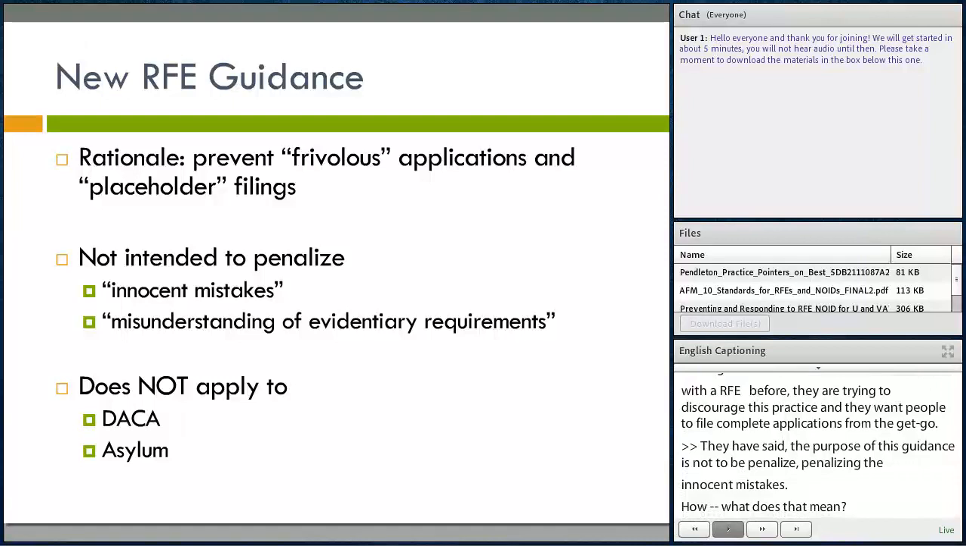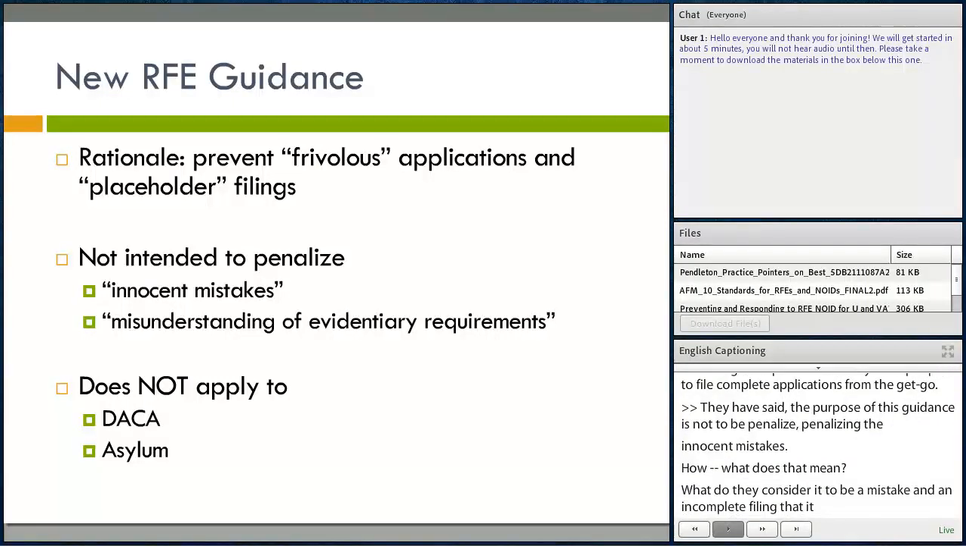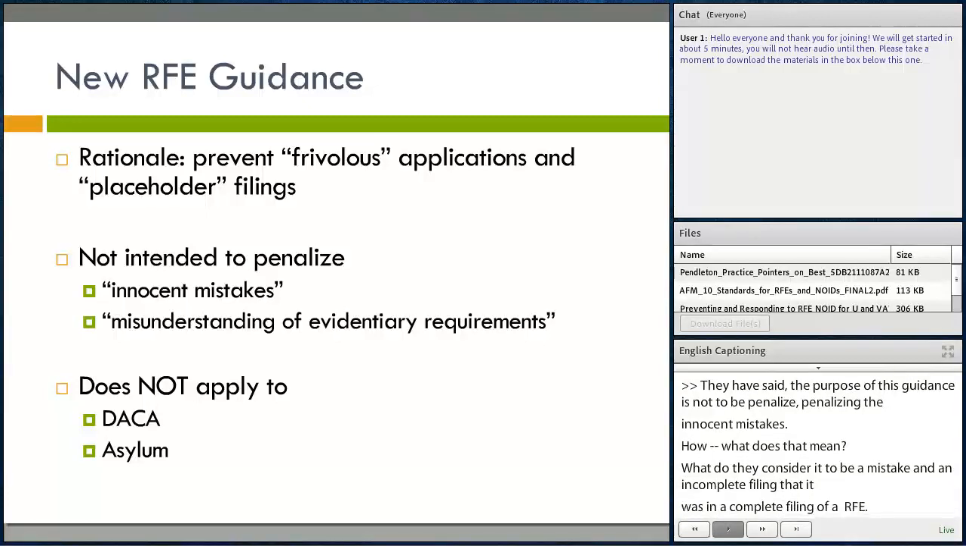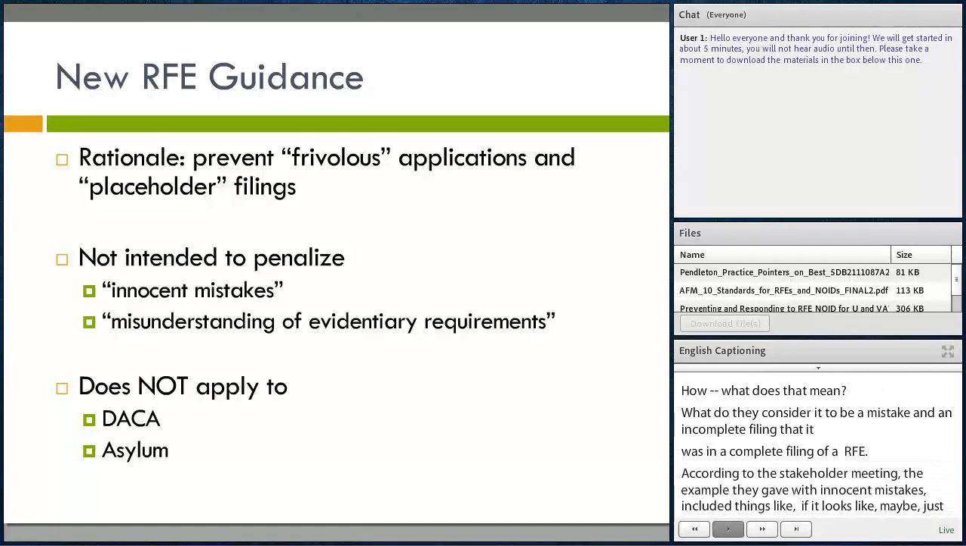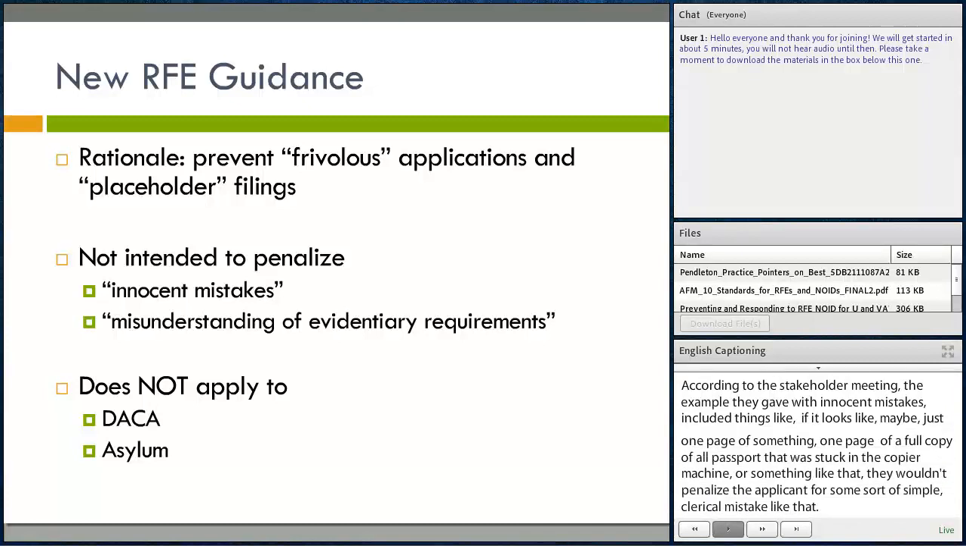According to the stakeholder meeting, the examples that they gave for innocent mistakes included things like if it looks like maybe just one page of something, like one page of a full copy of a passport, got stuck in the copier machine, where they wouldn't penalize applicants for some kind of simple, innocent clerical mistake like that. So theoretically, you can still expect to get RFEs or NOIDs where it is a mistake that USCIS considers to be innocent.